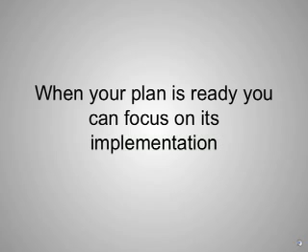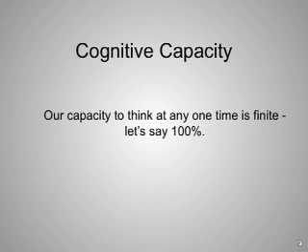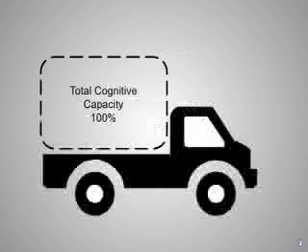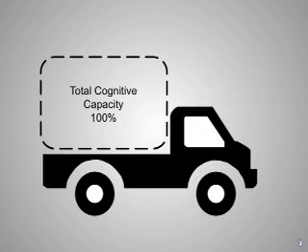To look at this focus on self, what we're talking about is a concept called cognitive capacity. Our capacity to think at any one time is finite. Let's say 100%. The total cognitive capacity is 100%, and in order to get something done, we use parts of that capacity.